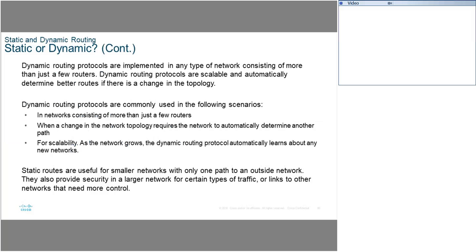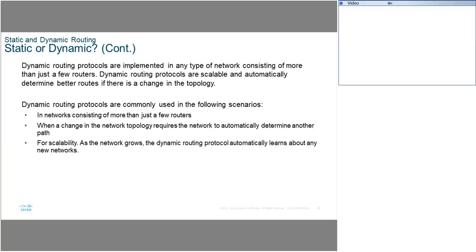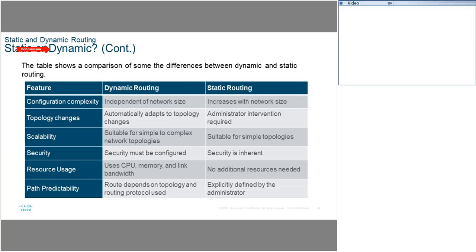So what about dynamic routing protocols? When will we use them? In networks consisting of more than just a few routers, like more than 2. When a change in the network topology requires the network to automatically determine another path, like everybody should. And then for scalability, as the network grows, the dynamic routing protocol adapts very nicely. And that's why we should always use dynamic routing protocols, except for the default route out of a stub and the summary route coming back. This just kind of compares those all over here.